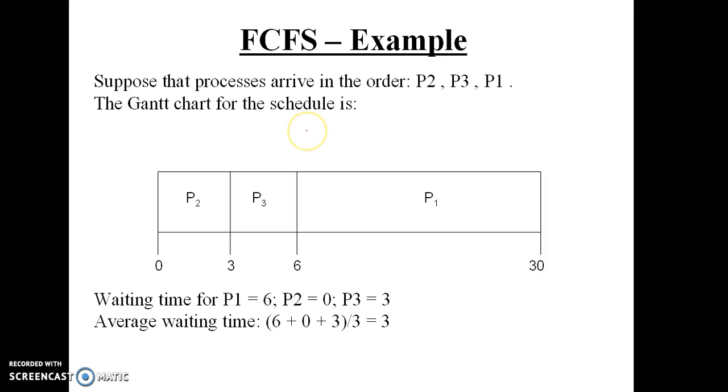Now in the FCFS example, suppose that the processes arrive in a different order, P2, P3 and then P1. Then the Gantt chart will be this one. The waiting time of P1 is 6 milliseconds, waiting time of P2 is 0 milliseconds, and waiting time of P3 is 3 milliseconds. So the average waiting time is 3 milliseconds. What we can conclude is that if the short processes arrive initially, then the average waiting time is going to reduce.